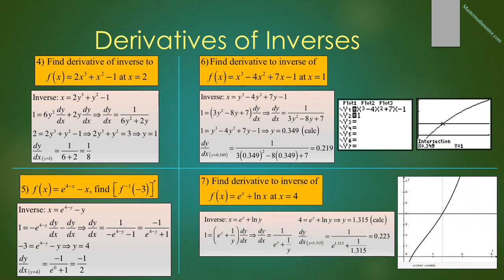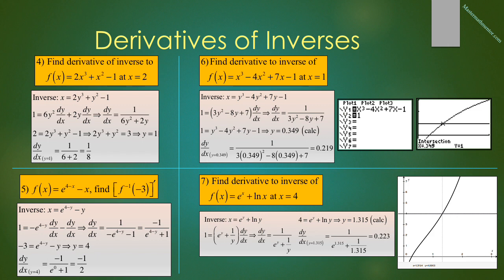Number 7 asks you to find the derivative of the inverse of f of x equals e to the x plus natural log of x at x is equal to 4. We take the inverse and we get x is equal to e to the y plus natural log of y. And again, no way we can solve for y. We work implicitly and we get 1 is equal to e to the y plus 1 over y, quantity times dy/dx, and dy/dx is equal to 1 over e to the y plus 1 over y.